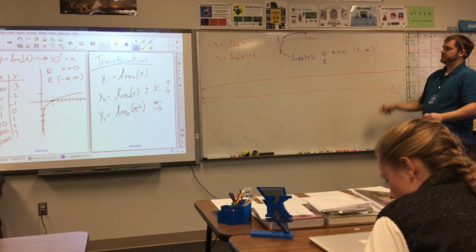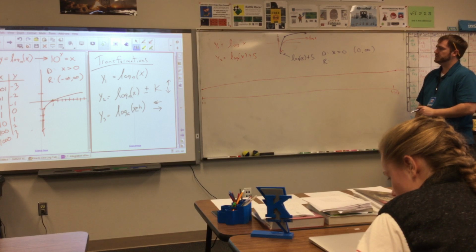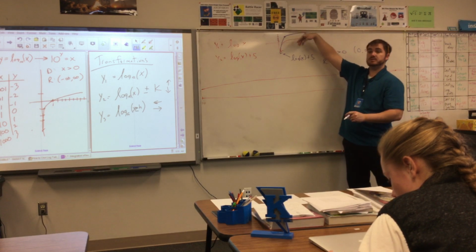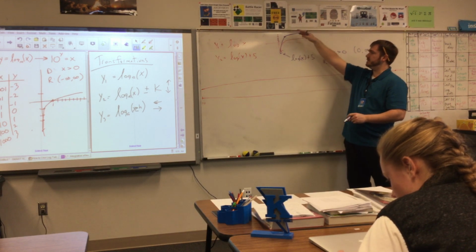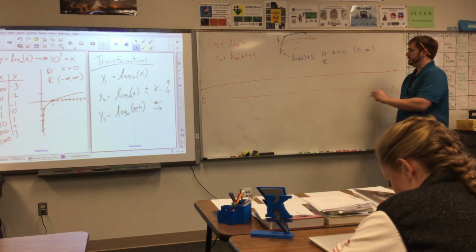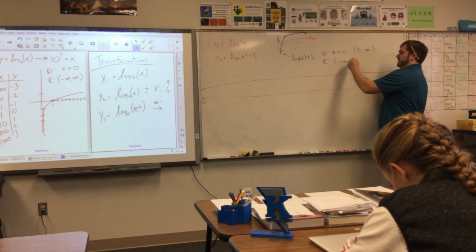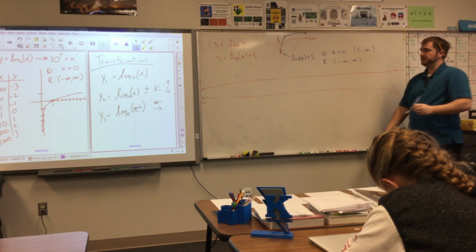Infinity always has parentheses. What about the range? What y values? Say again? All reals? Yep. But I don't think we have an all reals button, so we'll just say from negative infinity to positive.